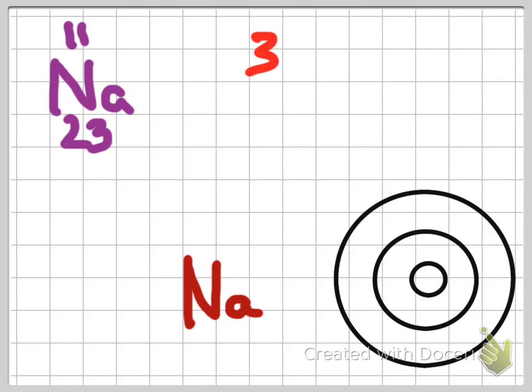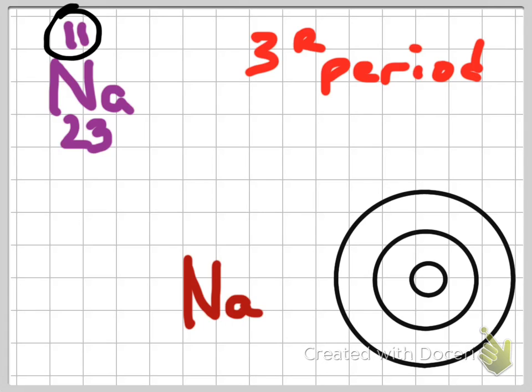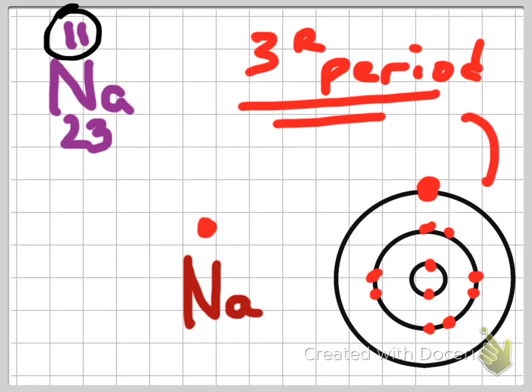Okay, so now we're in the third period of the periodic table. And if you notice, we have sodium right here. And sodium has 11 electrons. So let's put them on here. 1, 2, 3, 4, 5, 6, 7, 8, 9, 10. And we need one more right here. 11. So we're going to go ahead and put the valence electron. There's only one in the outer shell. And notice we are in the third period and we have 3 shells.